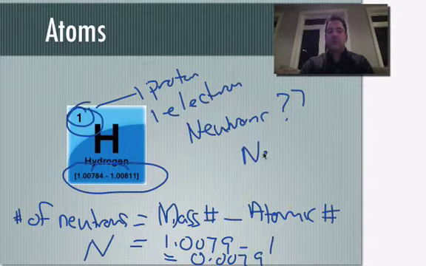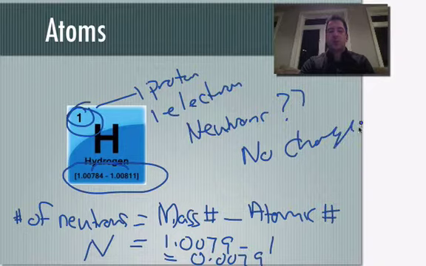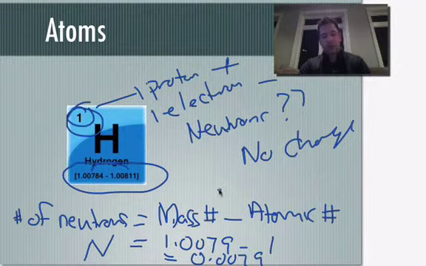Now remember, neutrons have no charge. Protons are positive, electrons are negative, and neutrons have no charge.